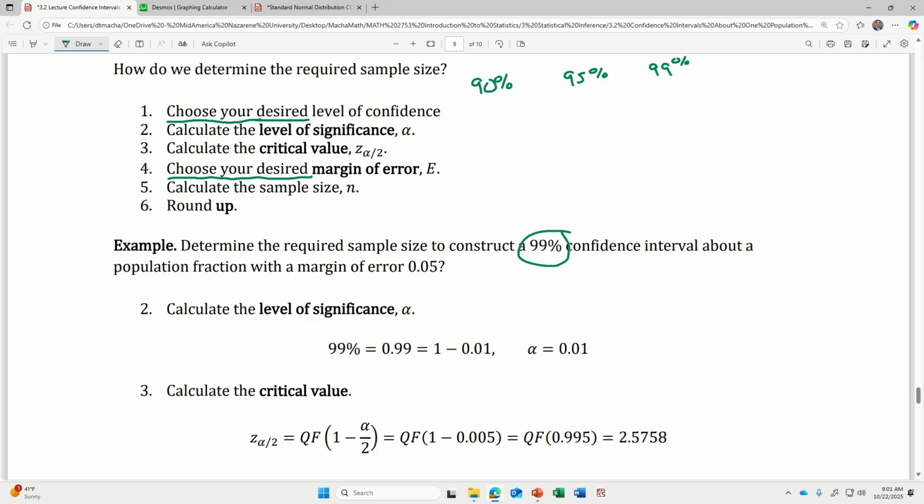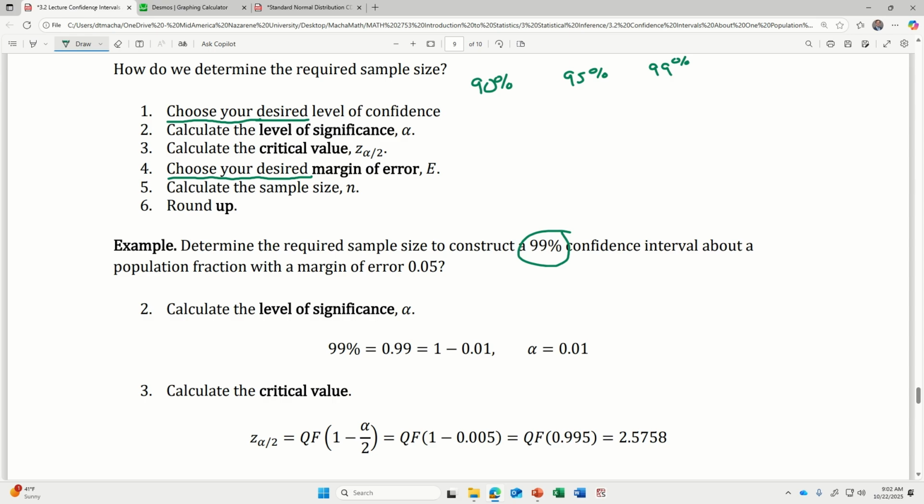Then step number 3, calculate the critical value. So the critical value is going to be the level of significance divided by 2. And then we do 1 minus that number, so 1 minus 0.005. And that's what I use for my quantile function. If I look this up in my quantile function table, 0.995 gives me the value 2.5758.